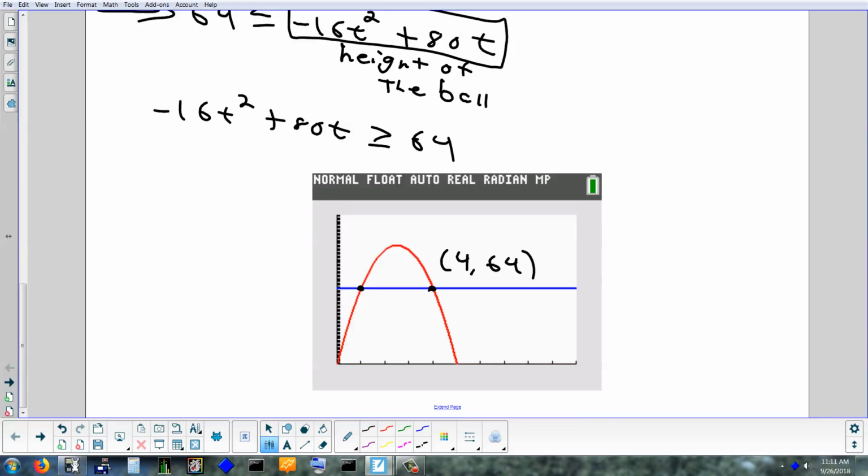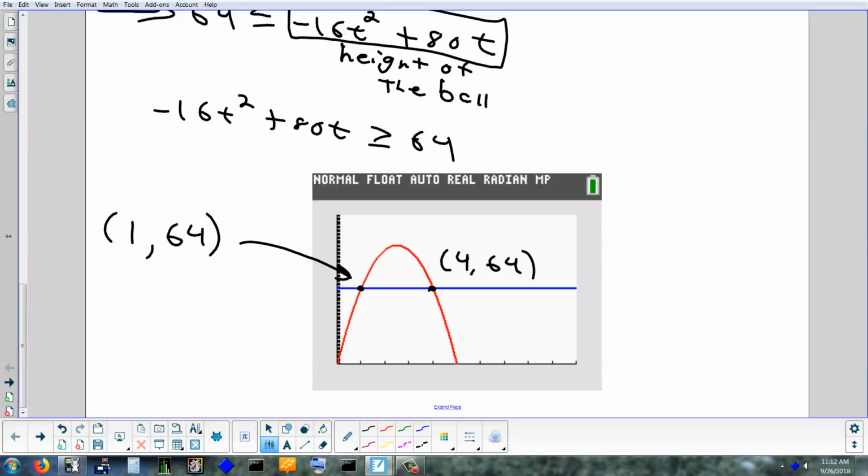We already knew the y value was 64, right? Because that's where we put a line, at 64. So this one is something, 64. Does anyone have the other point yet? 1, okay. So remember, the x represents time. So what times would you have to be between for the ball to be at least 64 feet? Chris? 1 second to 4 seconds.